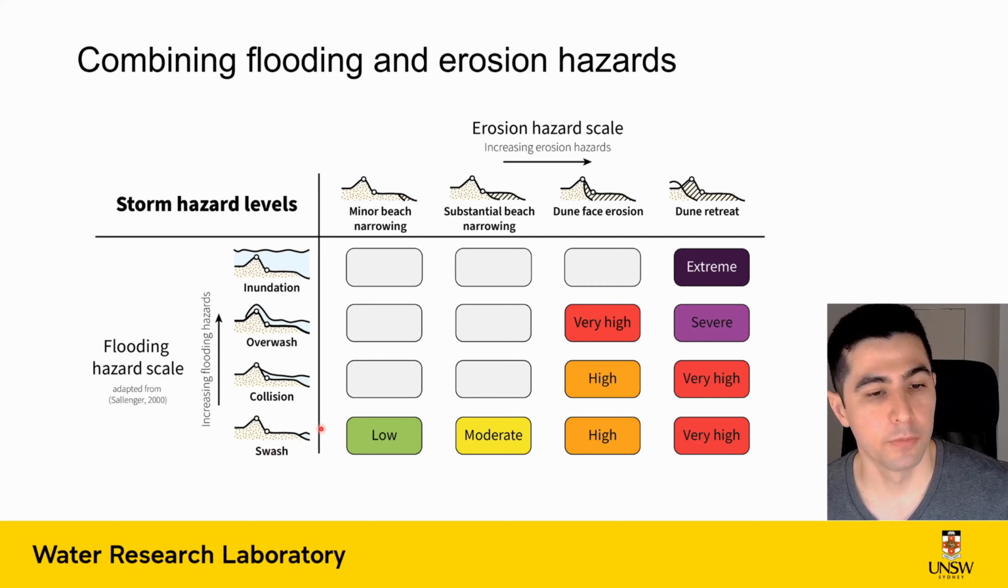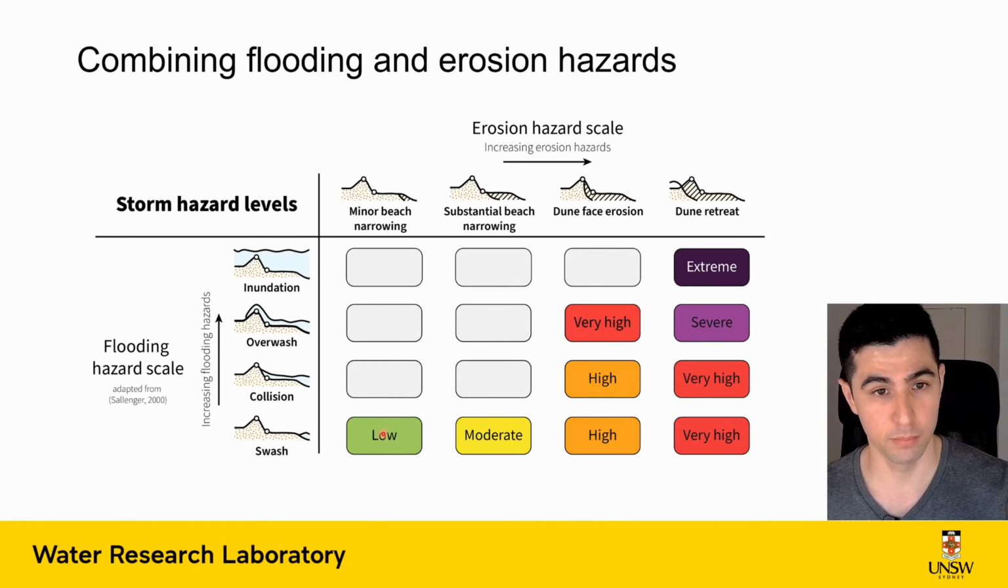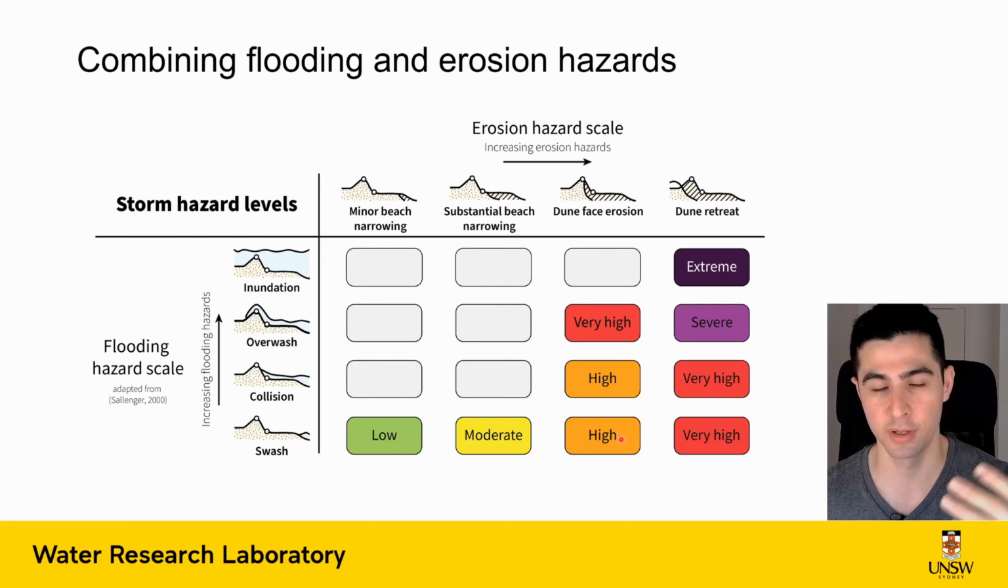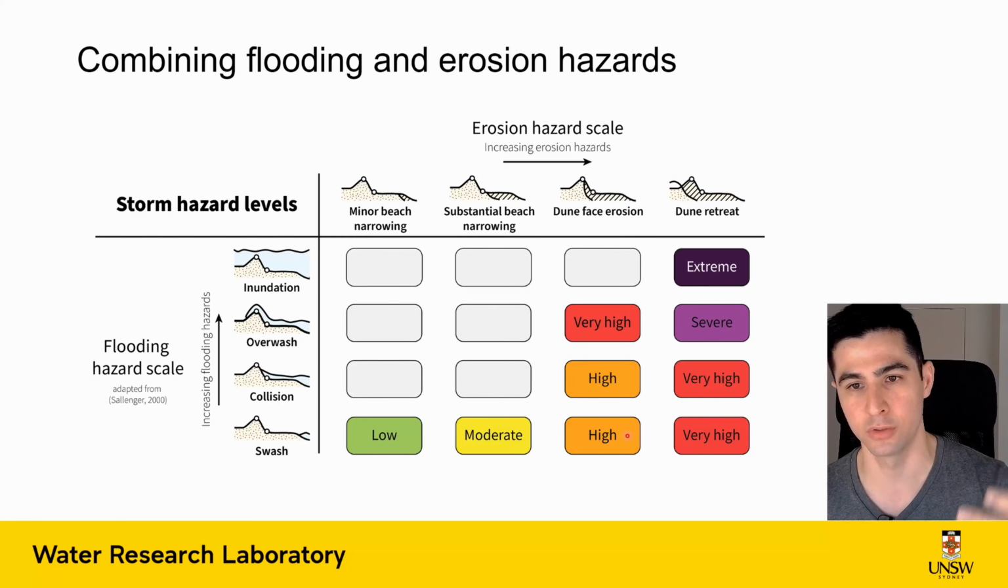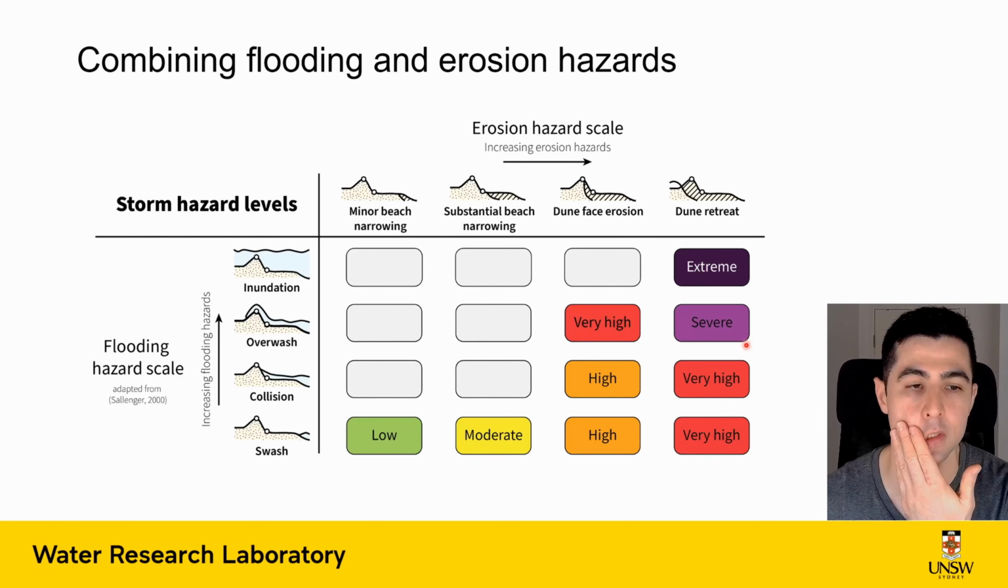So for example, swash, we might have minor or substantial beach narrowing where the water level doesn't go above the dune toe. But if we get a long enough storm or more increased wave energy, then we can start to undermine the dune, and that's going to lead to dune face erosion or dune retreat. And similarly for the rest of the combinations.